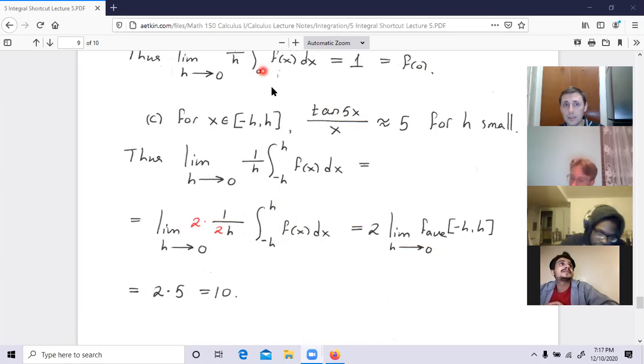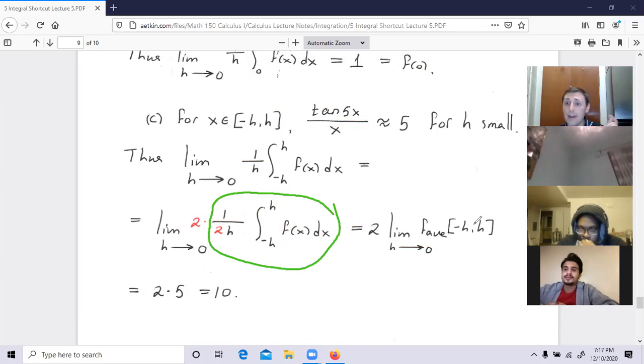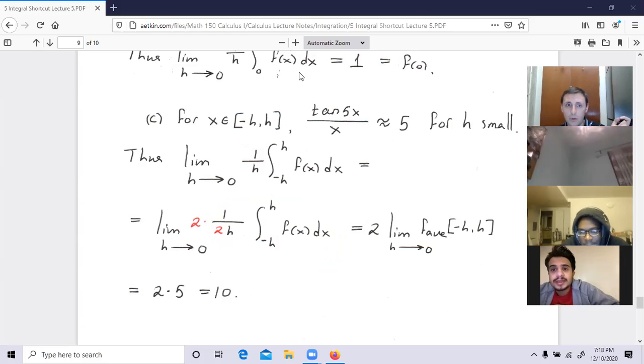Do you understand? This here is the average of the function f near 0. If h is small, it's the average near 0. But the function is essentially taking the value 5 near 0. Not everything is 5, but many values are very close to 5. So because of this extra 2, it's 2 times 5. You see, guys, we're always doing again and again the same exact exercise, where we just recognize and we modify.